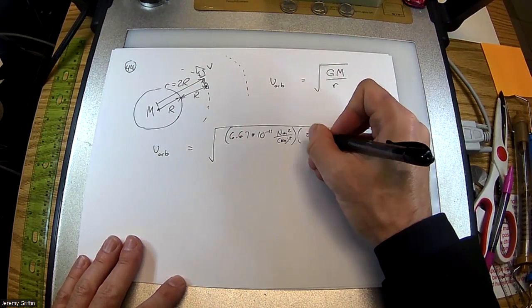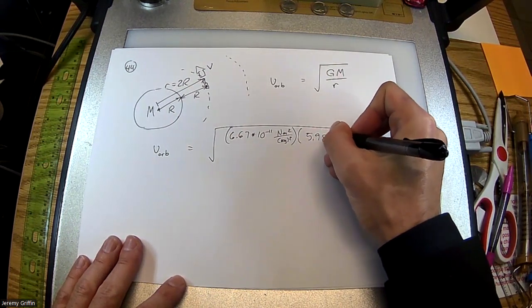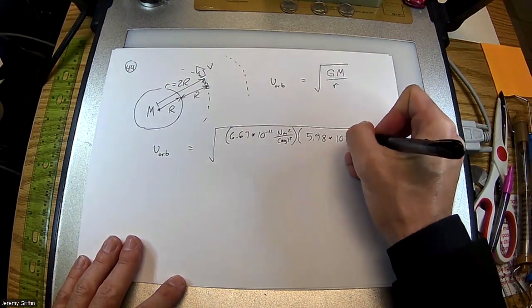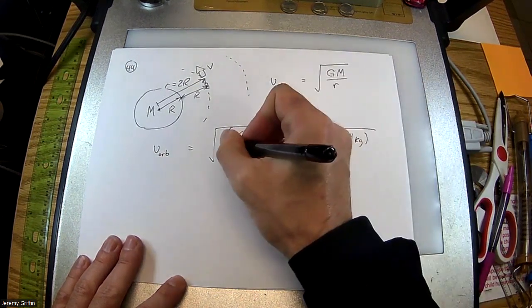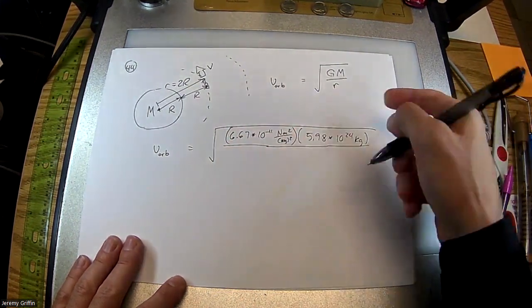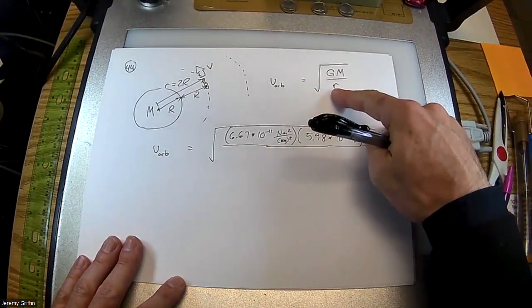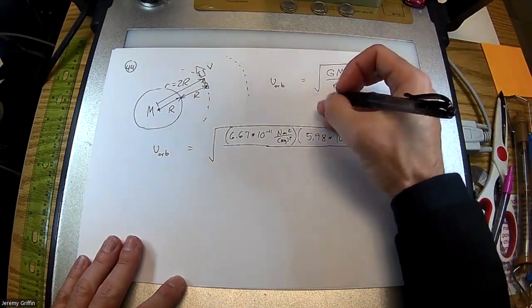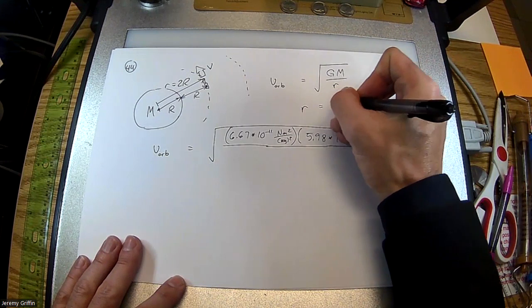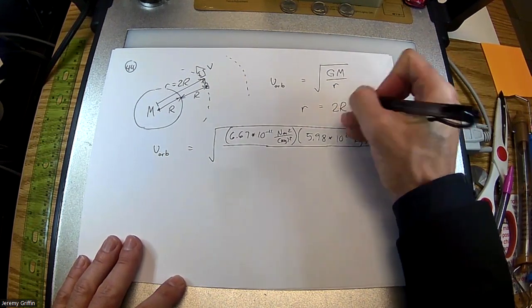Mass of Earth is, I'm going to call it, 5.98 times 10 to the 24 kilograms. See, different textbooks use slightly different values. I'm just going to pick one and go with it. And now this r is actually 2 times the radius of Earth, isn't it? So maybe I'll write that as a side note here. R in this context is 2 times the radius of the Earth.